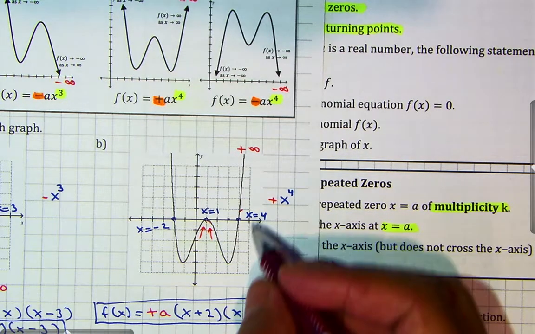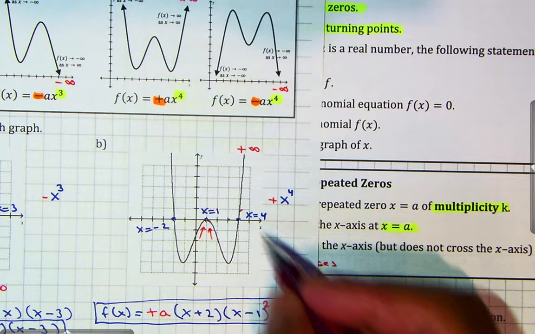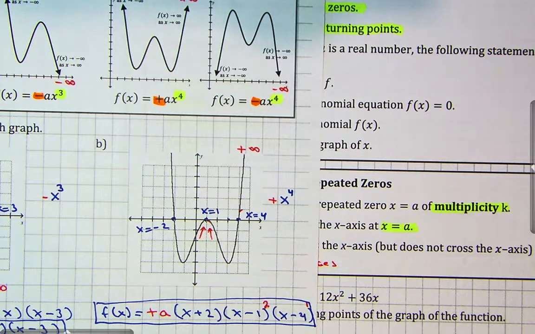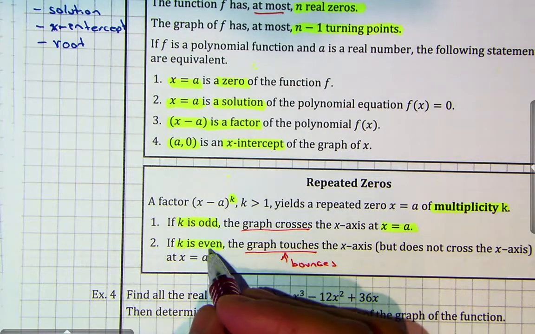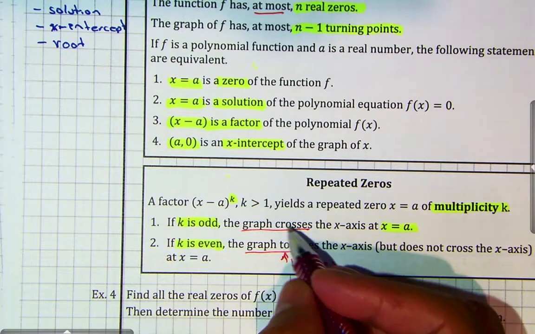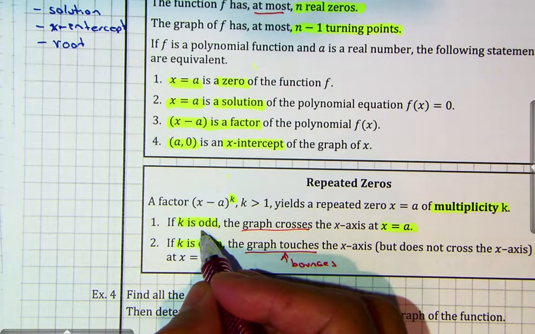So in this case, it's x minus 4, x equal to 4. Therefore, there'll be 1, or it can be a 3, or it can be a 5. So if it bounces, that means it's going to be an even exponent. If it crosses, it's going to be odd.